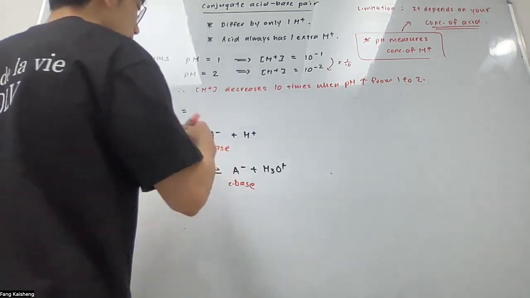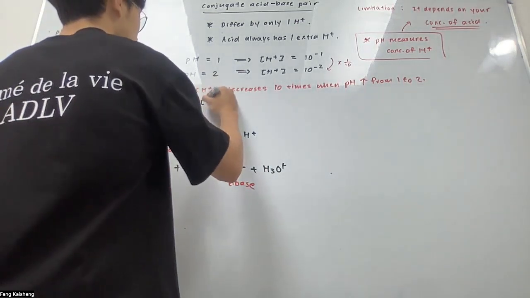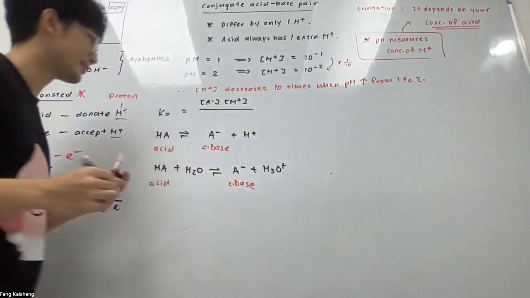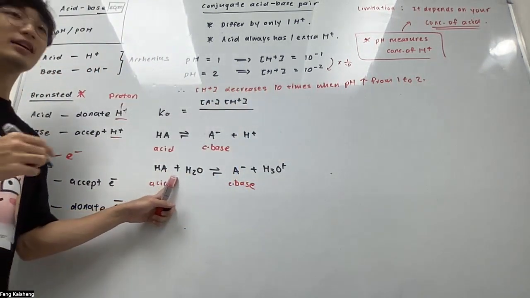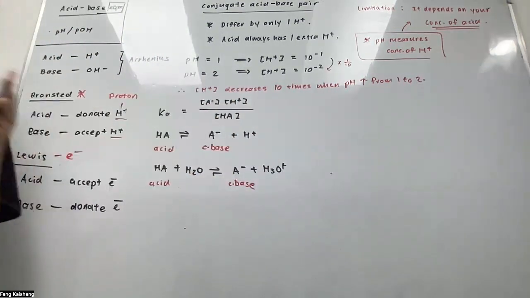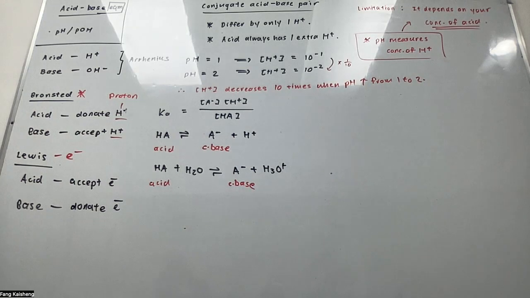Products are here, so I have A minus H3O plus or H plus, you can write whichever is fine, over what? Reactants here are HA. Is H2O part of the Ka? If you take a look at the notes, it is not.